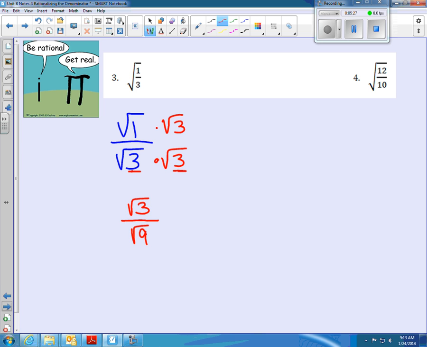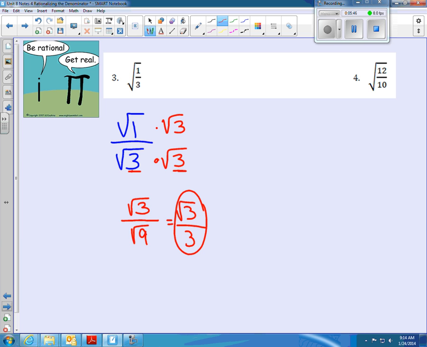And then step 3 says to simplify again. Square root of 3 is not going to simplify any, but the square root of 9 is going to turn into 3. So now we've simplified by rationalizing the denominator. All right, so go ahead and look at number 4. Let's see if we can simplify.